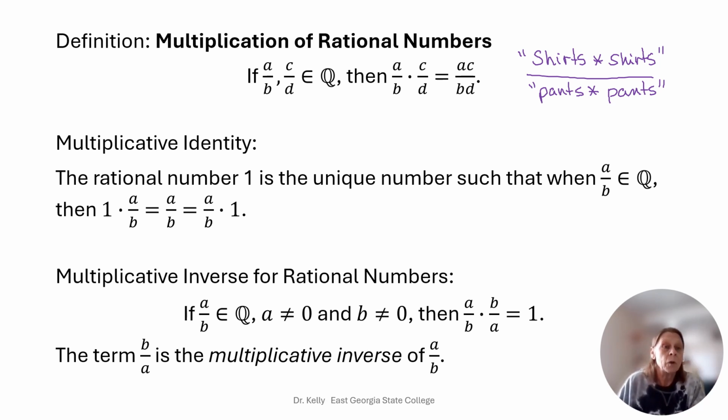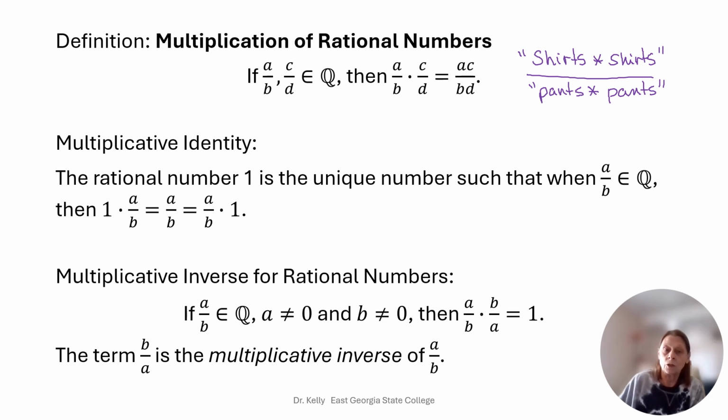Okay, multiplicative identity. The multiplicative identity is still 1, just like it was for whole numbers, just like it was for natural numbers, just like it was for integers. The multiplicative identity is 1. We do employ the multiplicative inverse here, which is something that's a little bit new. The multiplicative inverse for a rational number is that fraction flipped over.